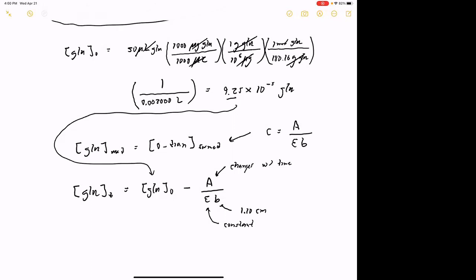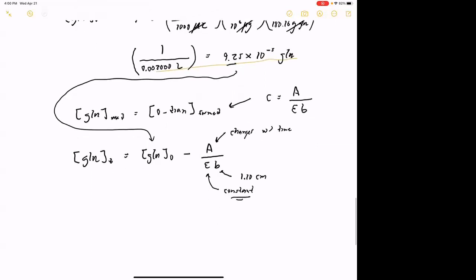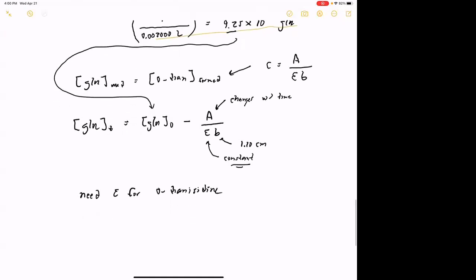Okay, so now what I've got is an equation I can use to get glucose at time t. What's the only part of it I'm missing? What's the only part that I need? I've got numbers for pretty much everything except one thing. This gets back around to what John was trying to. Yeah, the molar absorptivity. Yeah, you need the molar absorptivity. That's the deal. You need the molar absorptivity for O-dianisidine here.